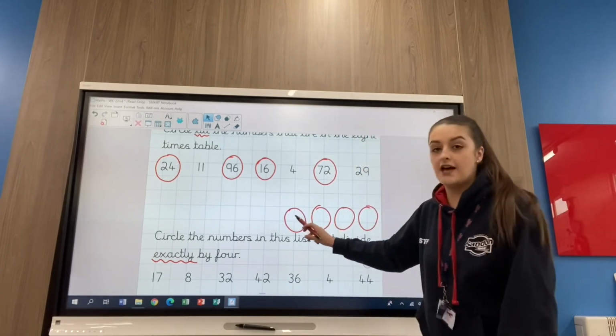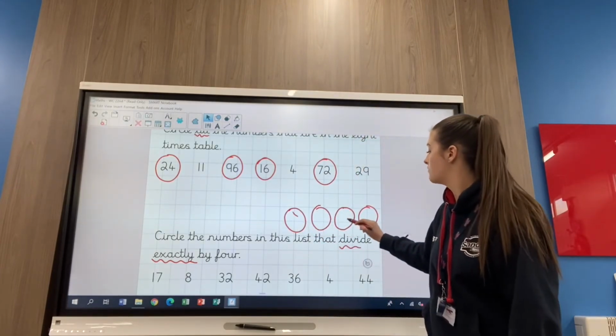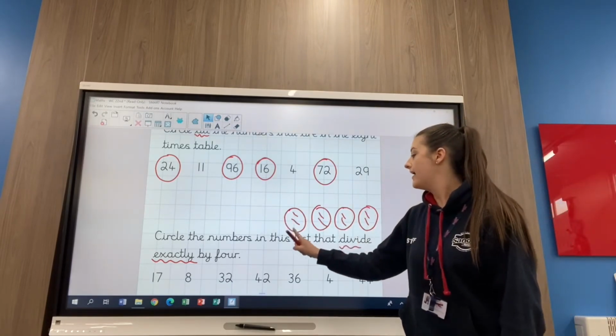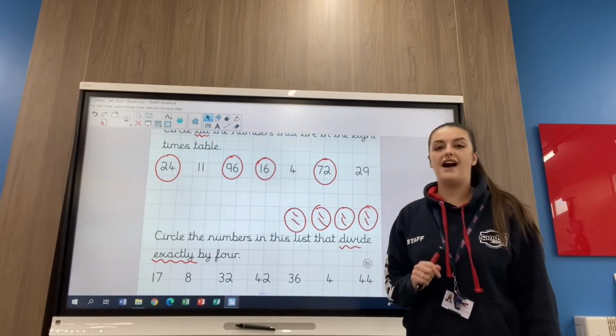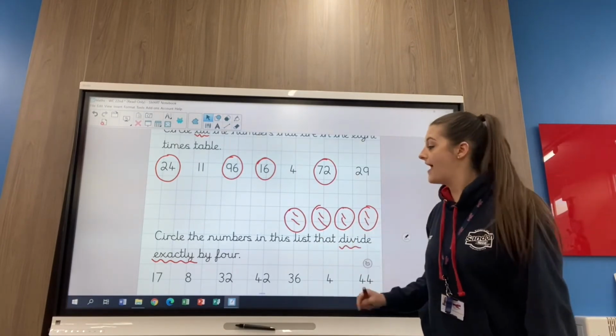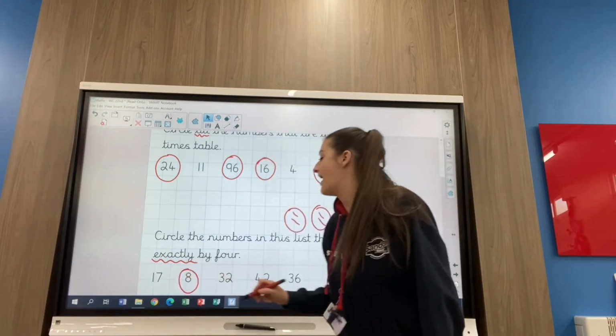So I'm going to share it equally, 1, 2, 3, 4, 5, 6, 7, 8. And you can see there it's divided exactly by 4. I've got 2 in each group, okay? So 8 divides exactly by 4.